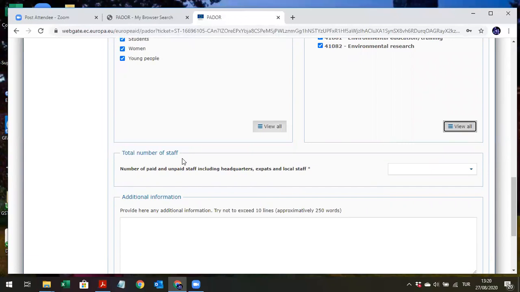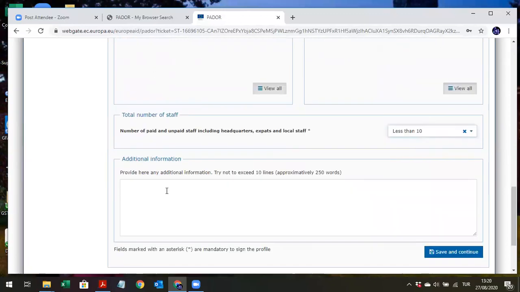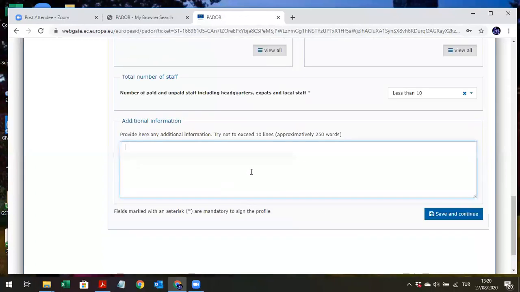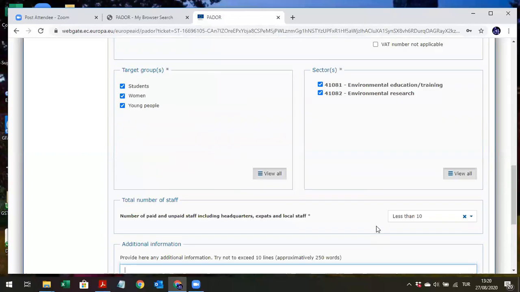Here, the system asks you to provide the number of staff of the organization, let's say less than 10. Here you can provide additional information about the entity. I would suggest that especially if a natural person is applying as representing an entity, it would be good to provide some information here. So it's clear that this natural person is representing the entity, and at least briefly the activities or the objectives of this organization are provided. Then you save and continue.